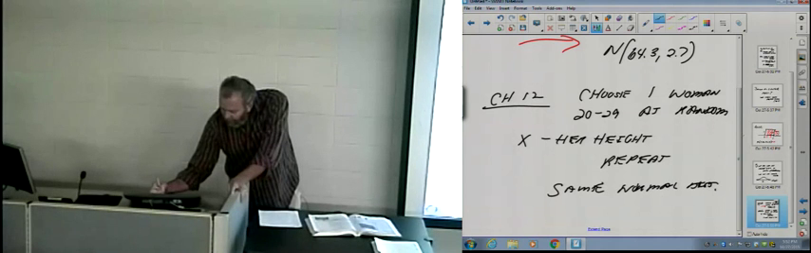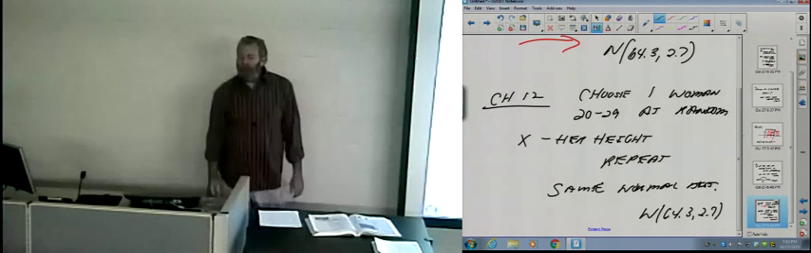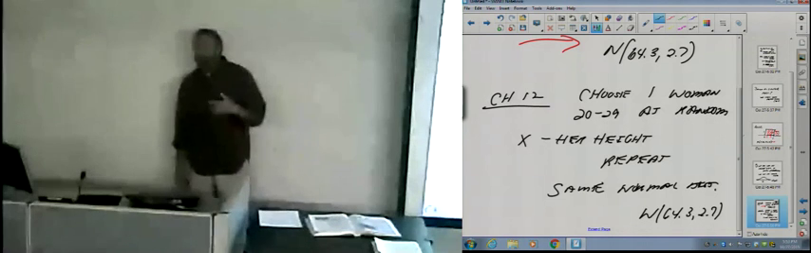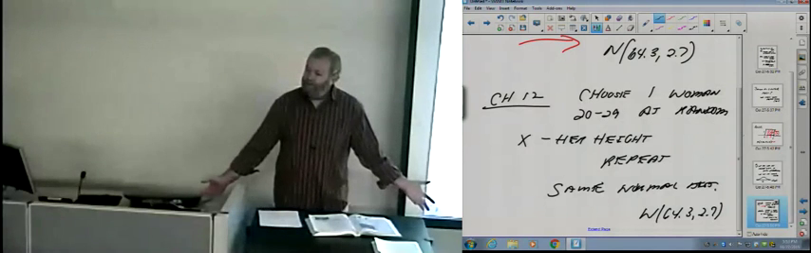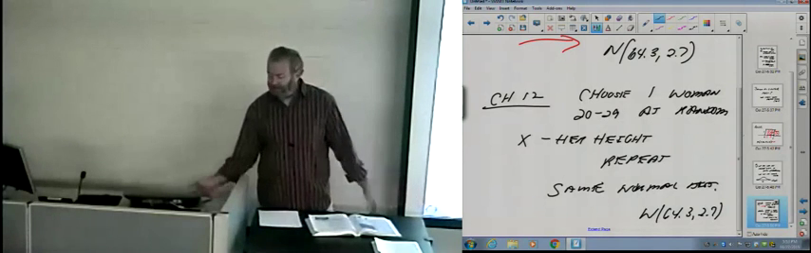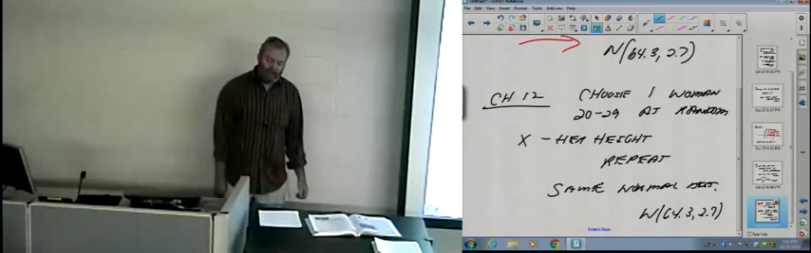It's the same one. It will be normal, a mean of 64.3 and a standard deviation of 2.7. Are we looking at taking one at a time and then repeating that, or are we just looking at all of them at one time? It's the exact same heights. That's the deal. There's no difference here. It's the exact same normal distribution, whether I'm in chapter 3 or I'm in chapter 12.